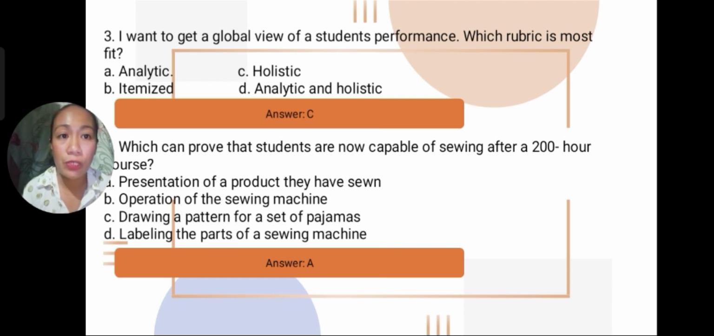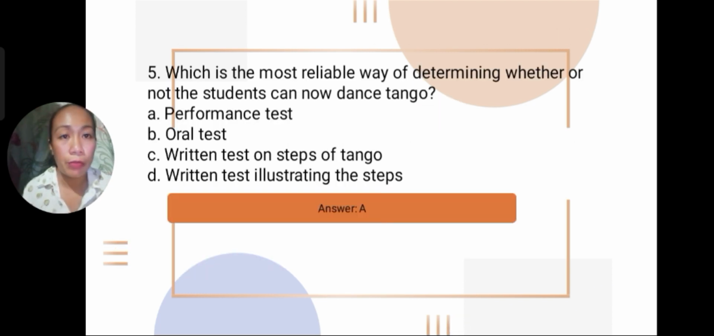Number 4, which can prove the students are capable of sewing after a 200-hour course? The answer is letter A, presentation of a product they have sewn. Number 5, which is the most reliable way of determining whether or not the students can now dance the tango? The answer is letter A, the performance test.